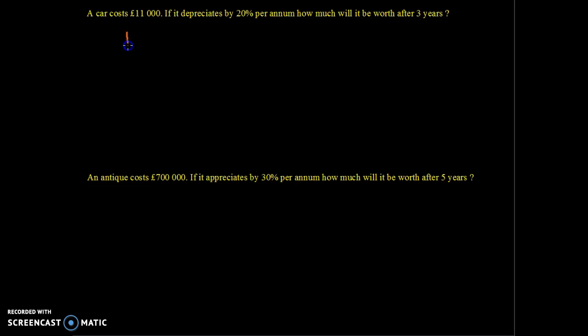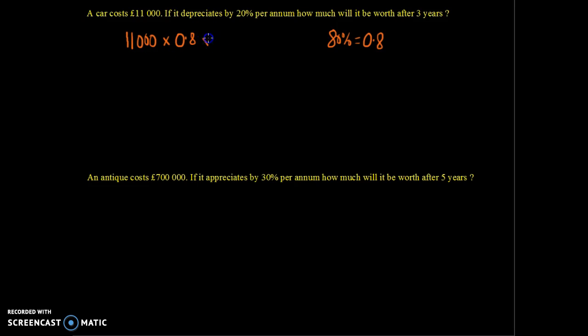So we've got £11,000. And if it depreciates by 20%, in other words, it loses 20% of its value, then it's worth 80% of its current value. So 80%. Now, if we want to multiply this number, 11,000, by a number, we're going to convert 80% into decimal. So that's 0.8. So we're going to multiply that by 0.8. So that's going to be the value after 1 year.